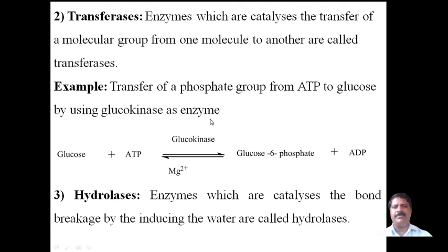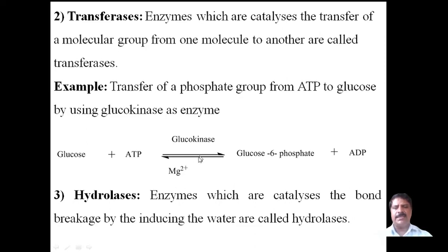Now here glucose, a sugar, will be there, and a triphosphate will be there. Out of the triphosphate, one phosphate group will be condensed at the sixth position of the glucose, at the sixth carbon atom, where the primary alcohol group is present. The molecular group is transferred from ATP to glucose, using a catalyst, glucokinase, with magnesium 2 plus ion.